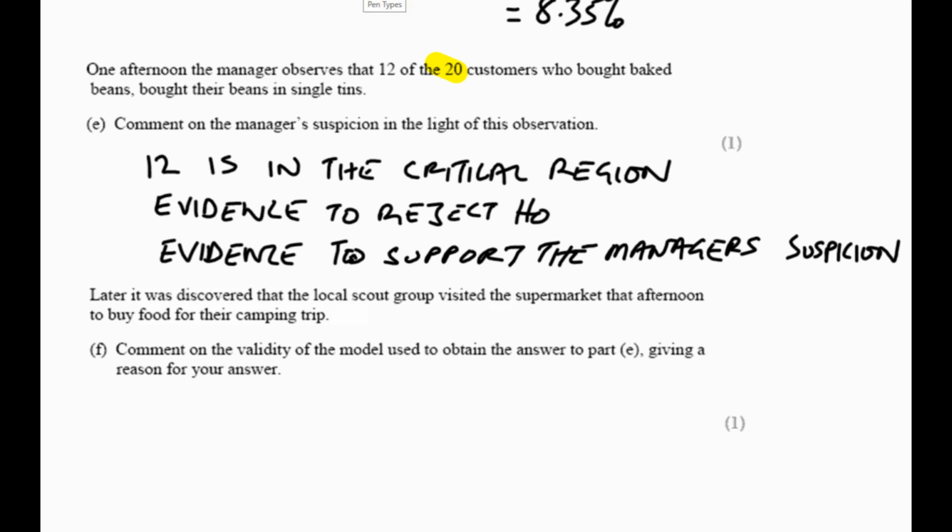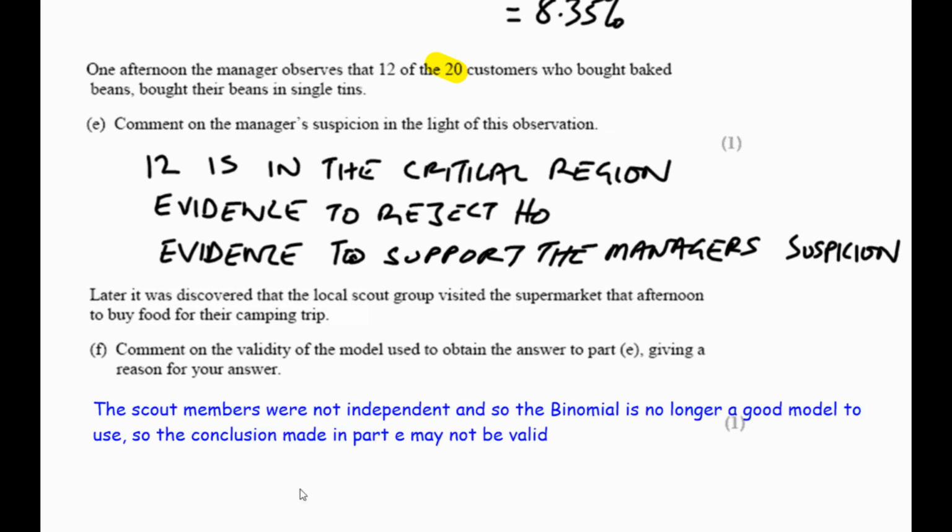Well, there are some conditions for the binomial. Firstly, there should be a fixed number of trials, a constant level of probability, and the trials have to be independent. And these customers, these scout members, were not independent of each other as they came into the shop. They all came in to buy the same thing. If one of them bought beans, they were all buying beans. Okay, and because of that, the binomial is no longer a good model to use, and the conclusion that we made earlier may not be valid.